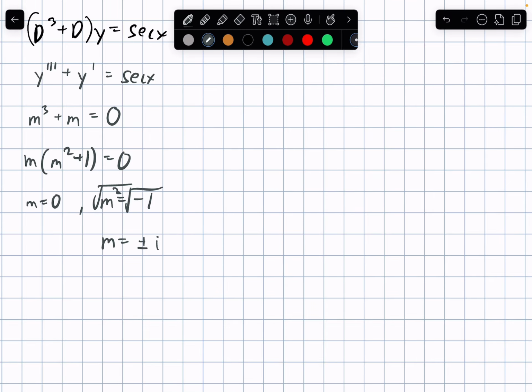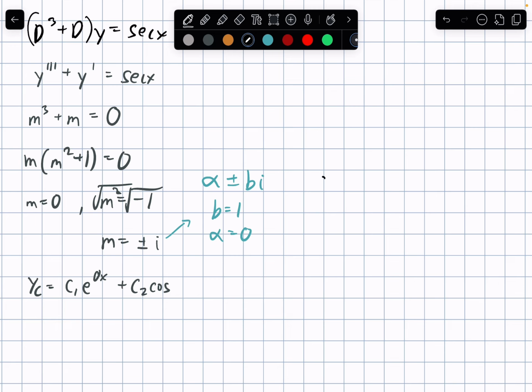Y sub c, let's make it C1 e raised to 0x plus C2 e. So if you see imaginary, this calls for transcendental. So C2 cosine. Okay, identify what your b is here. Again, the format is alpha plus minus b i. So b here is just 1. Alpha is 0. So 0 plus minus doesn't change anything.